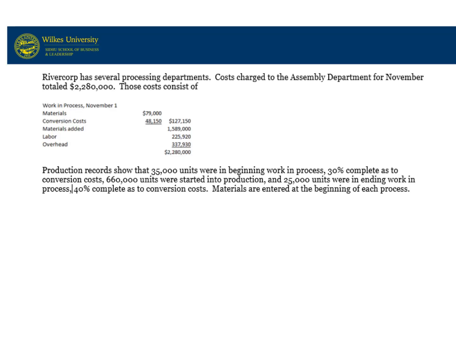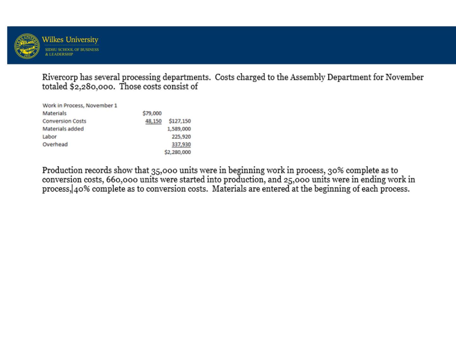Here's the problem. RiverCorp has several processing departments. Costs charged to the assembly department for November total $2,280,000. That total comes from the materials, labor, and overhead costs that are shown here.